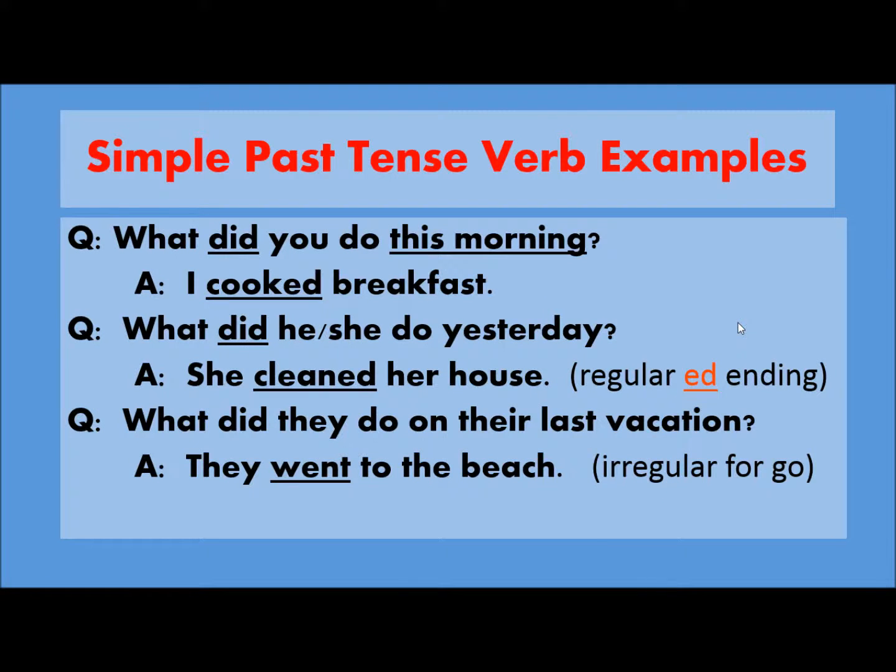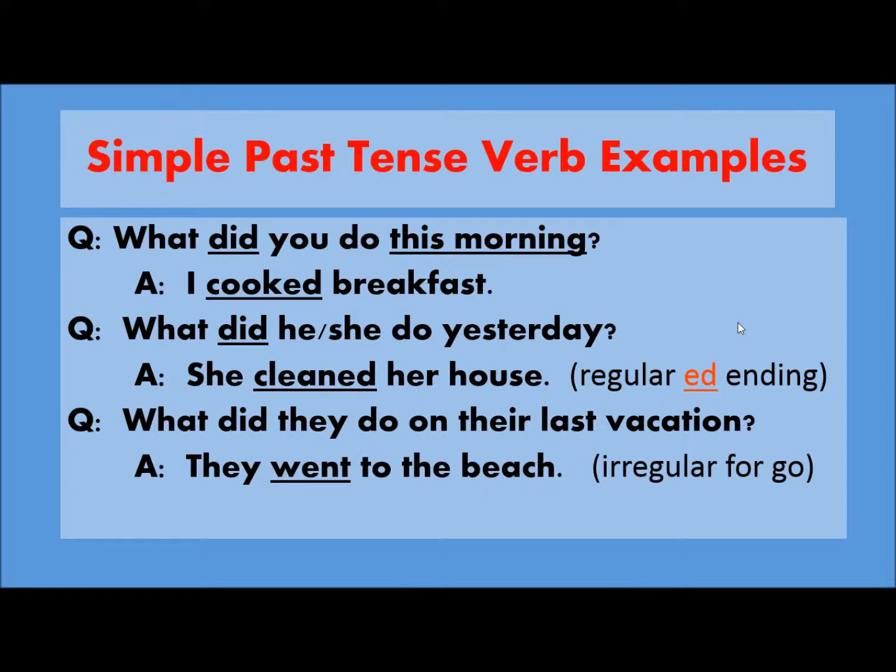Let's do some review of some more simple past tense verbs. Question: what did you do this morning? Answer: I cooked breakfast. Question: what did he or she do yesterday? Answer: she cleaned her house. Note that when you have cooked or cleaned, you're using a regular verb and the ending is ed.